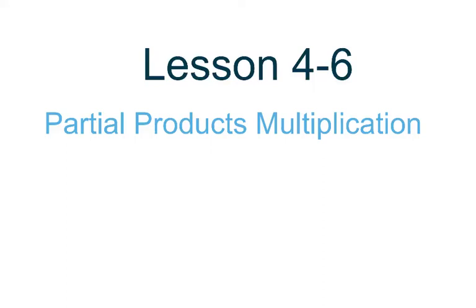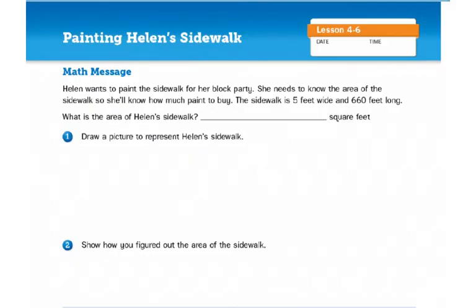In lesson 4-6, you are going to learn partial products multiplication. Here is just another way for you to multiply multi-digit numbers. Go ahead and grab your whiteboard marker, eraser, and your math journal as we begin the lesson.